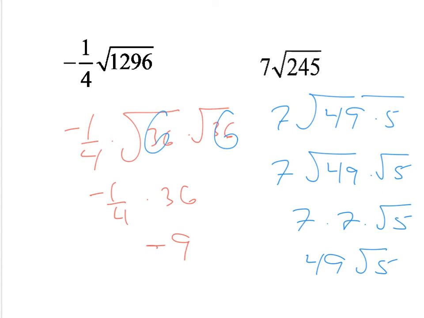And this guy over here, well, 245 is 49 times 5. So I have root 49 times root 5, which now root 49 is 7. So 7 times 7 is 49 root 5.